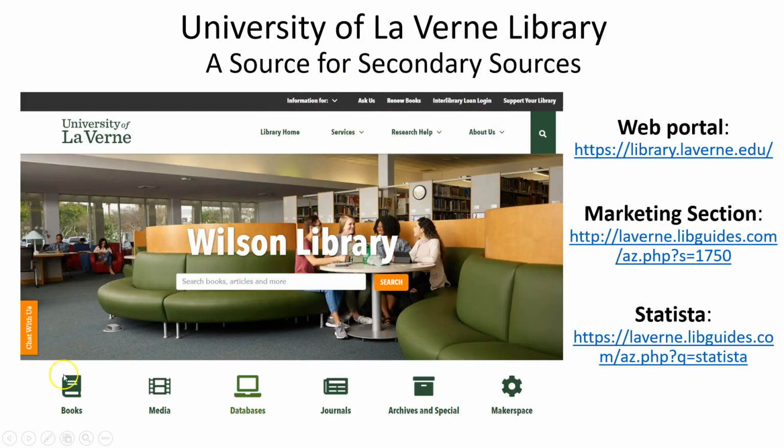And also, there is a chat with us window right here that you can chat 24/7 usually with a librarian. And if not the University of La Verne librarian, they've got others. And they've got plenty of information about finding information sources or types of computer graphics, all sorts of things. So give them a shot.